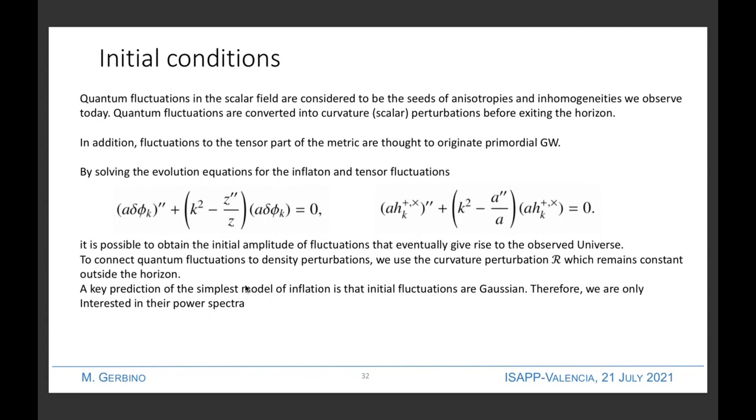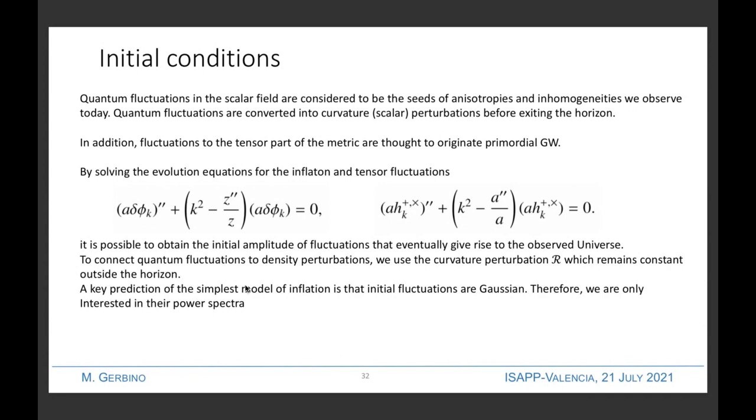But on top of this, inflation also comes with the prediction that tensor perturbations are applied to the metric. And so a key prediction of inflation, or some specific models of inflation, is that we will have primordial gravitational waves that are due to the fact that initially we have tensor perturbations applied to the metric due to the inflationary mechanism.